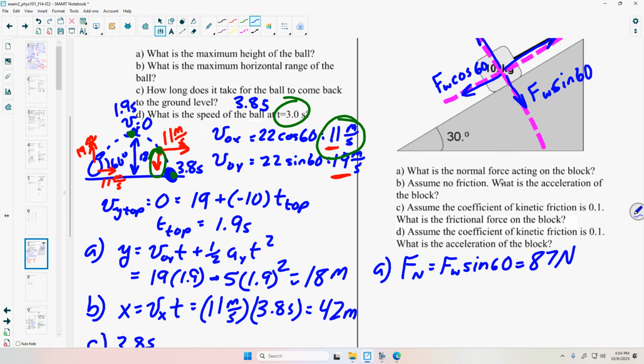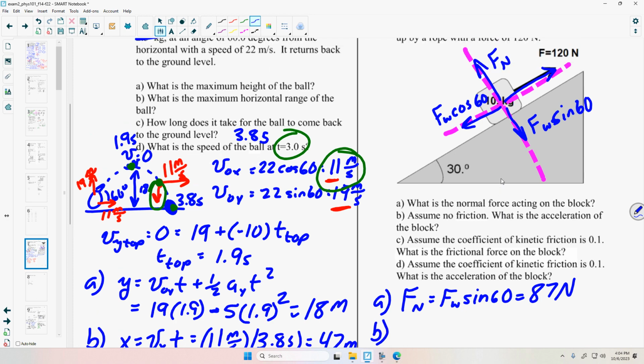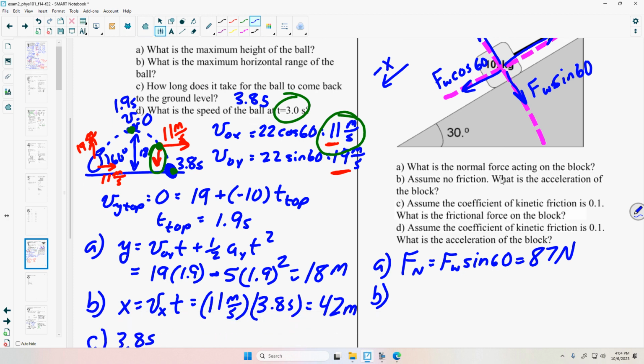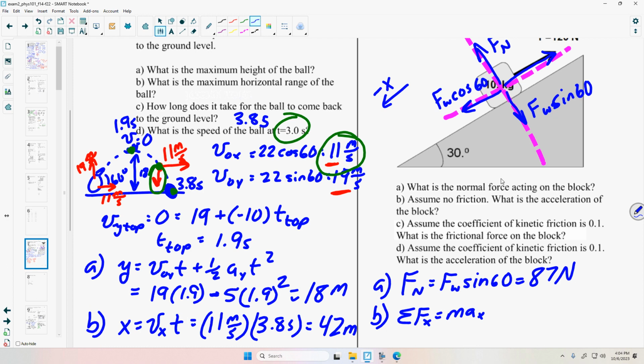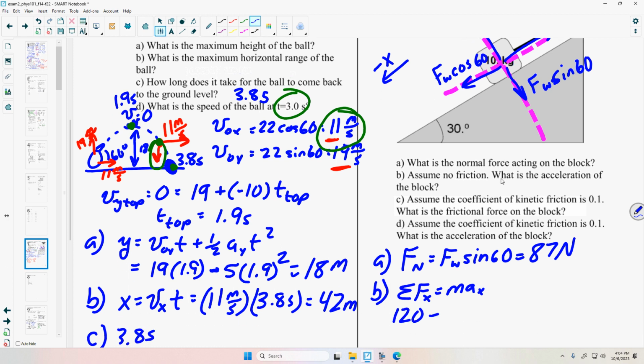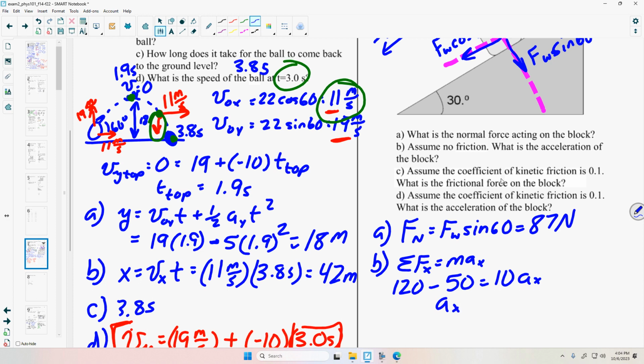Second part, assume no friction. What is the acceleration of the block? The block is going to be accelerating. In fact, it's going to be accelerating in the negative x direction. That'll be my acceleration. So in order to find that acceleration, I say the sum of the forces in the x direction is equal to max. And then the sum of the forces equals 120 minus FW cosine 60. FW cosine 60 is 100 cosine 60. That's equal to 50, which is equal to the mass, which is 10, times ax. So that gives me an ax.